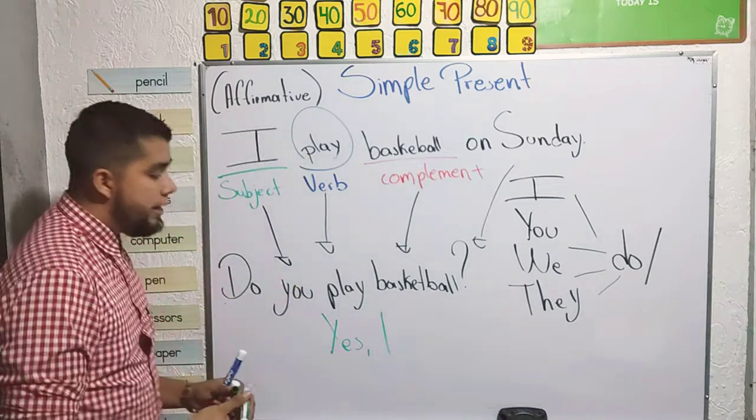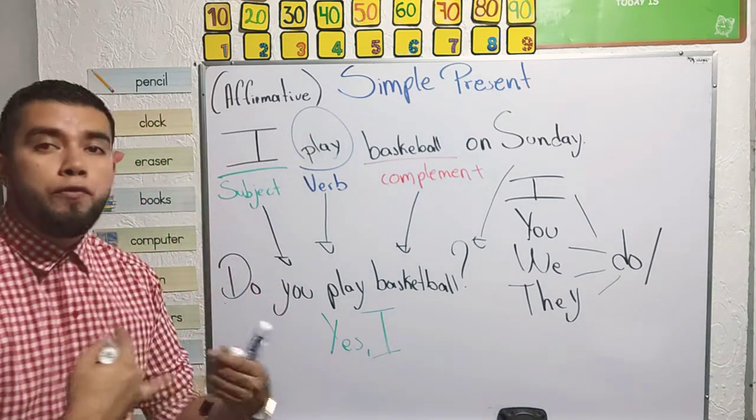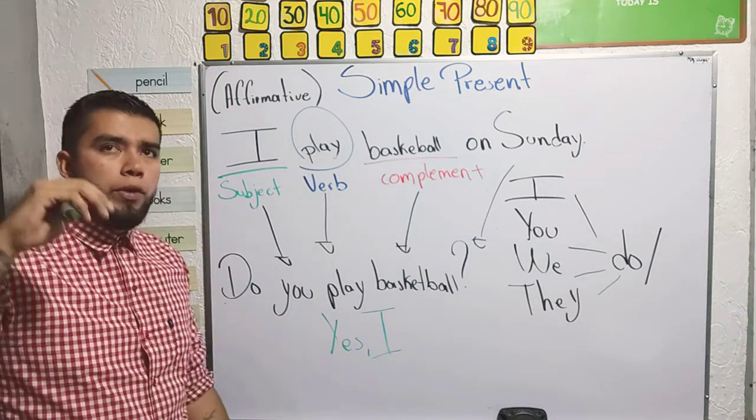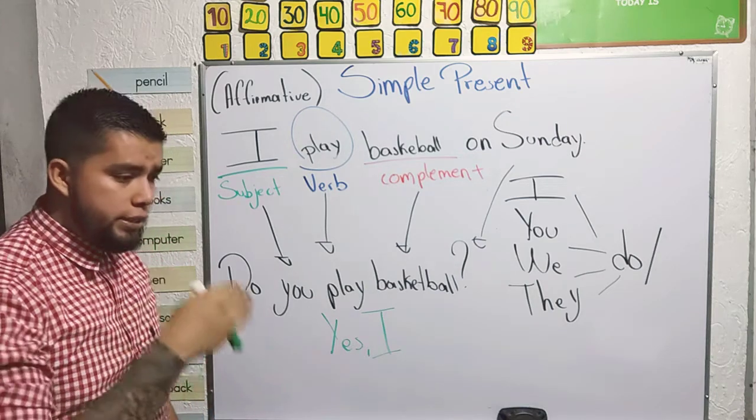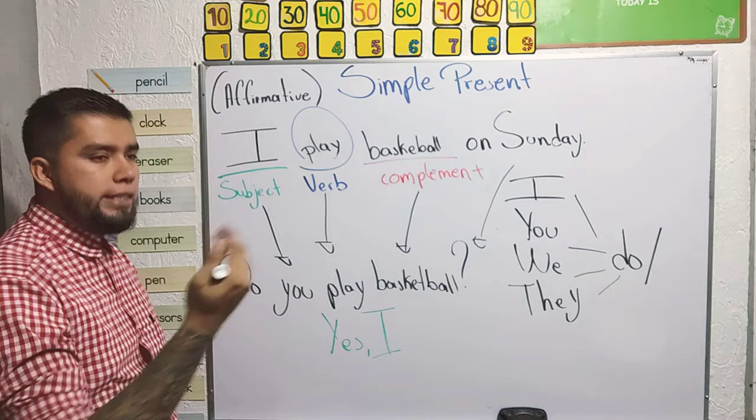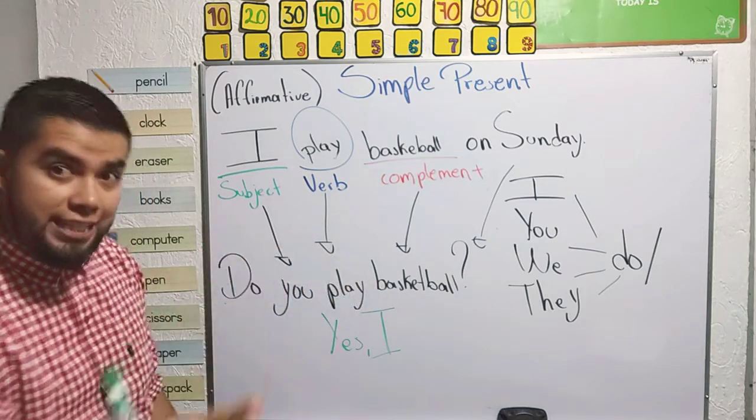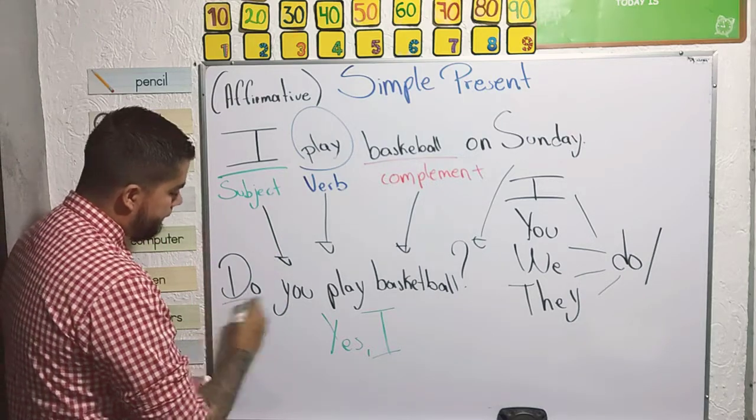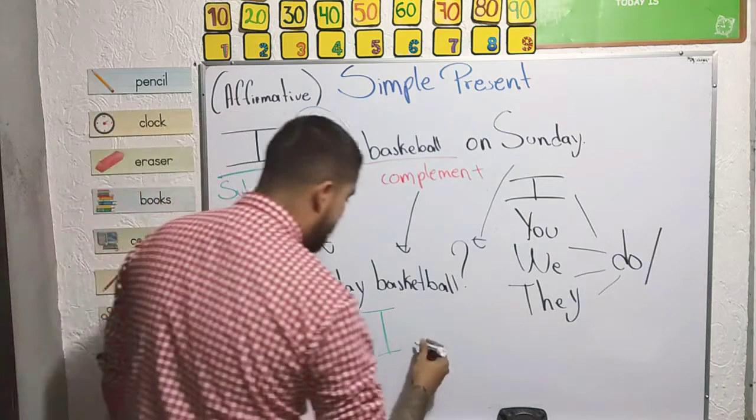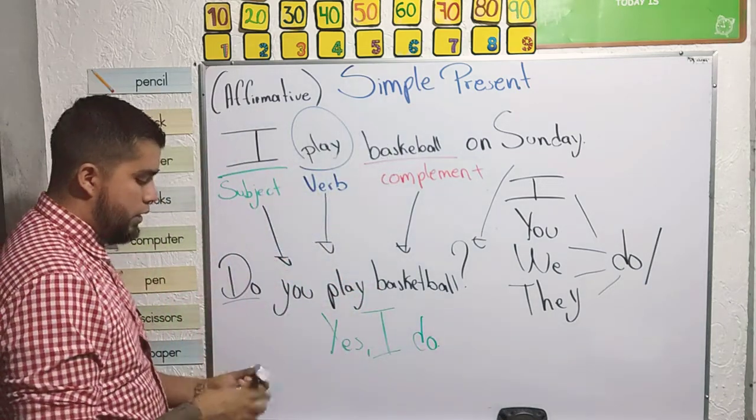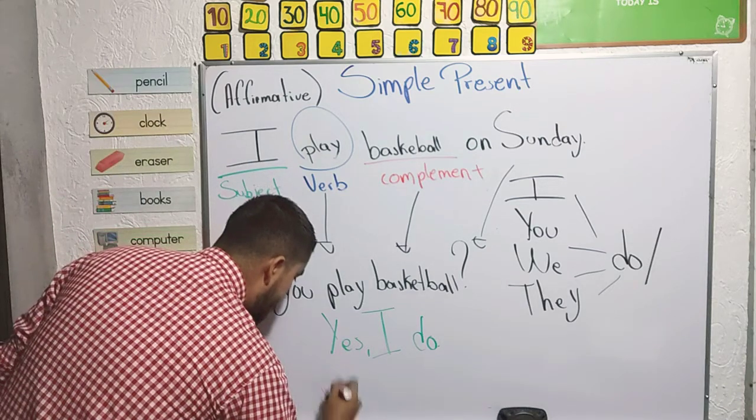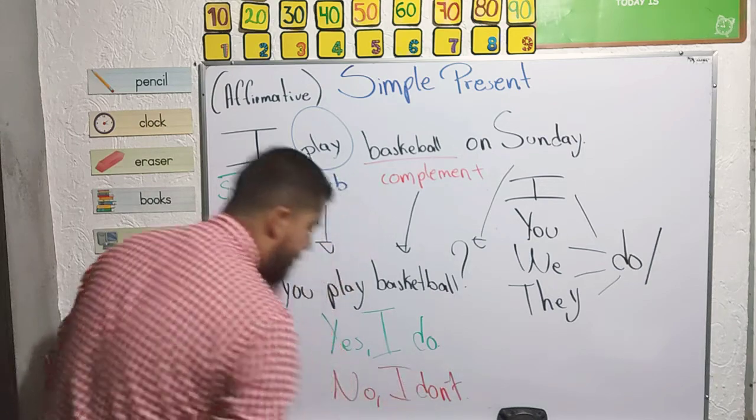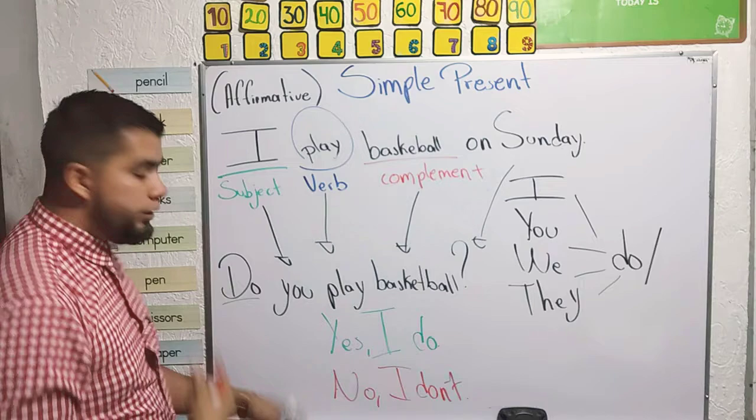Yes, I. Now, remember that in English, we always confirm with the auxiliary that is in the question. For example, you remember, are you Pepe? Yes, I am. Or, is she happy? Yes, she is. So we're going to confirm with the auxiliary. Yes, I do. Or if it's in negative form, no, I don't. So that is the difference.